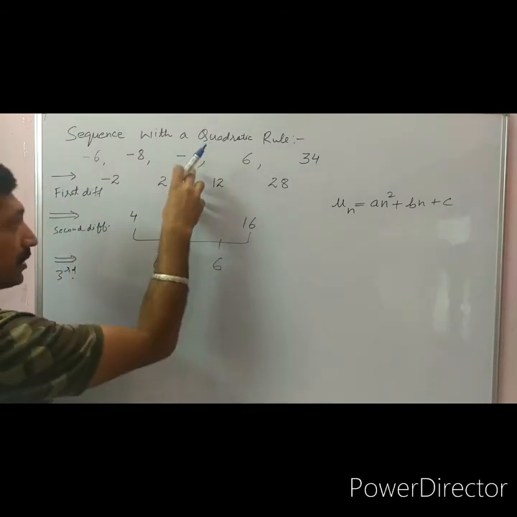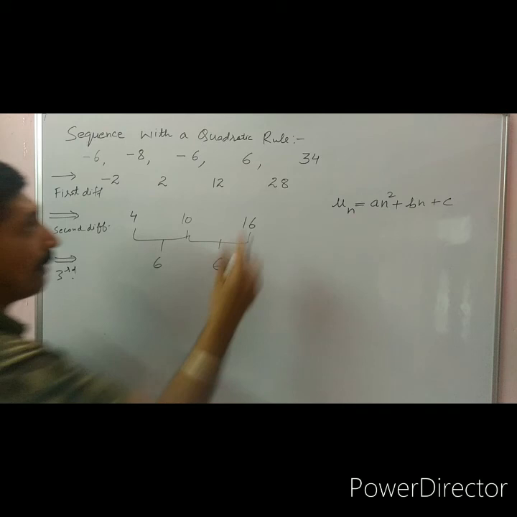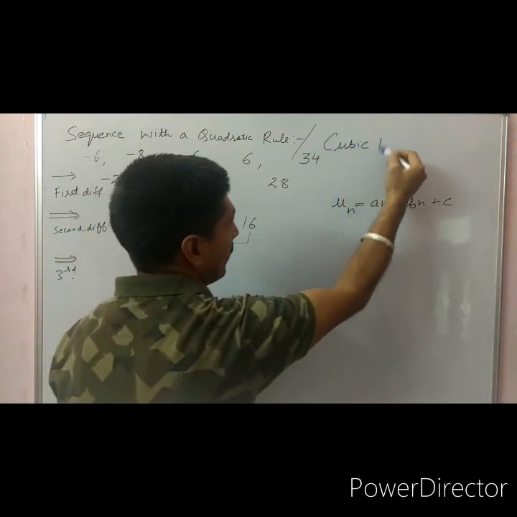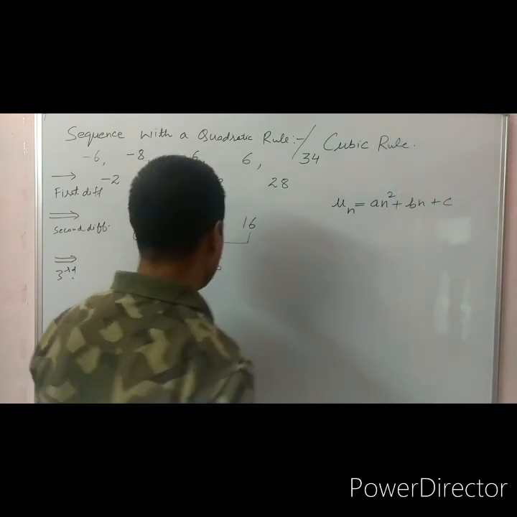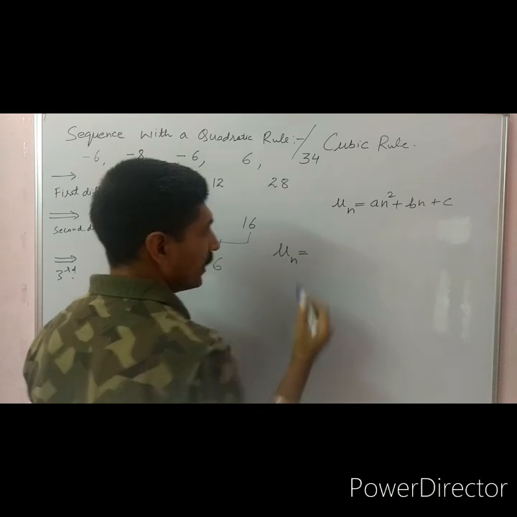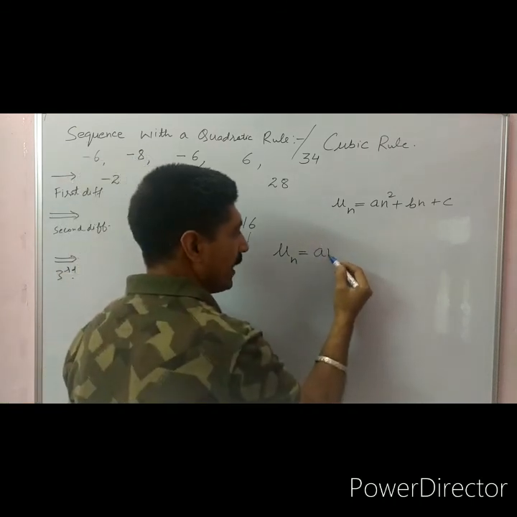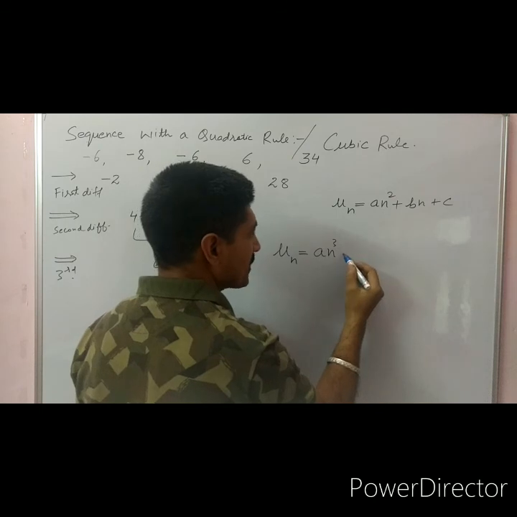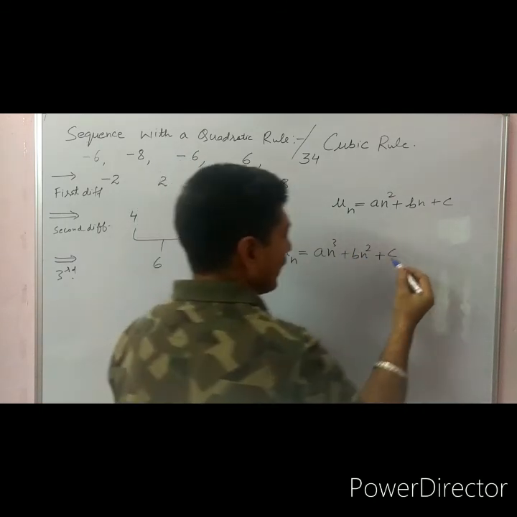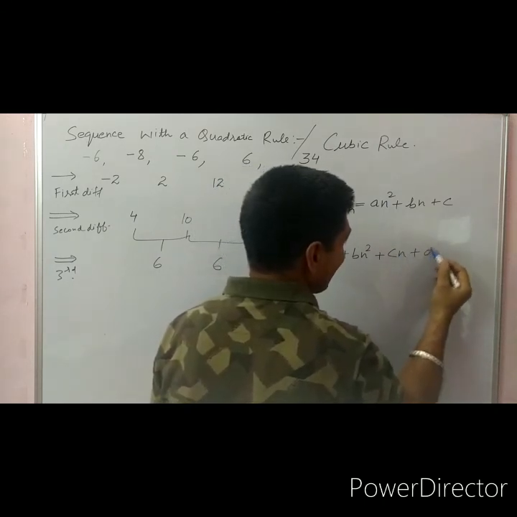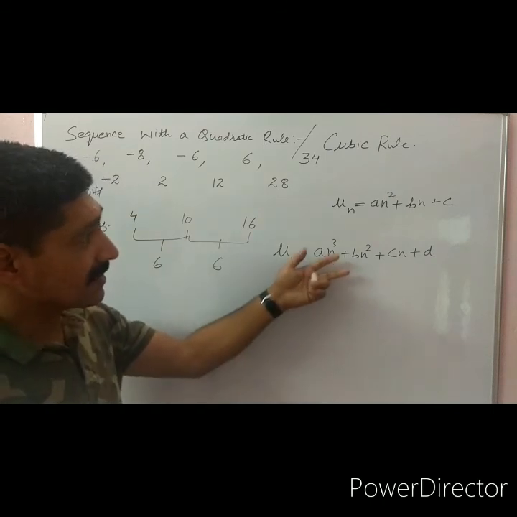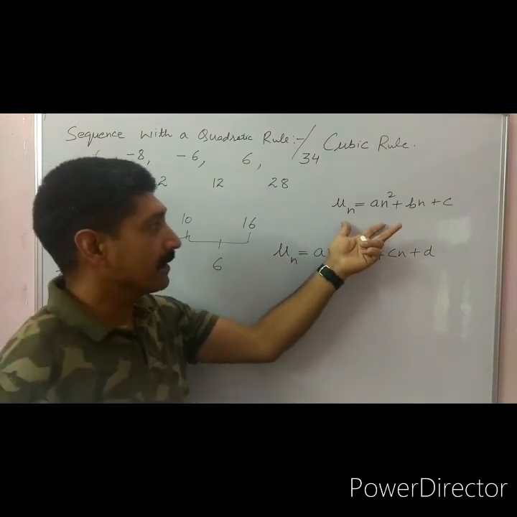For this sequence we have to apply the cubic rule, and according to the cubic rule, the nth term of the sequence is equal to a n cube plus b n square plus c n plus d.